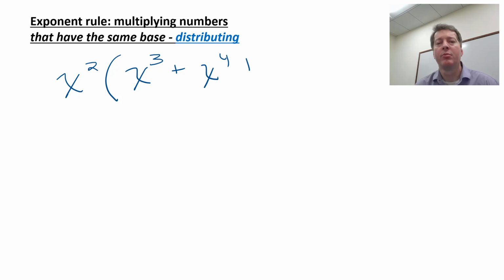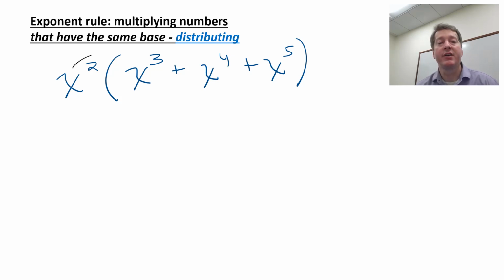Let's talk about distributing. What's that? Suppose I had x squared times the quantity x cubed plus x to the 4th plus x to the 5th. The quantity means everything is put inside the same parentheses. Well, remember distributing?